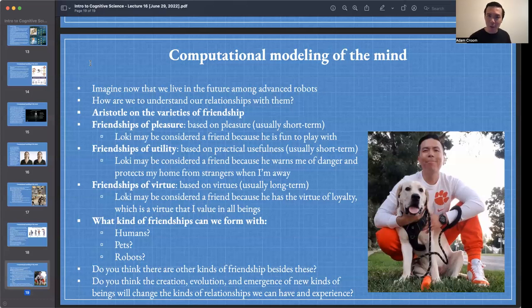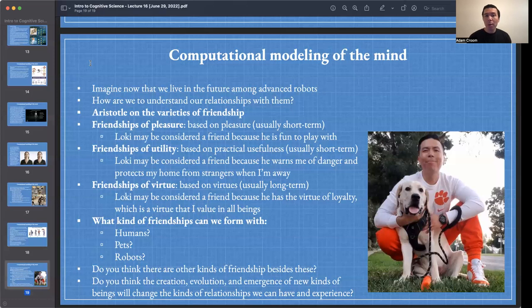I'm a big fan of Aristotle's work. I think he's an incredibly influential figure, not only in philosophy, but even in cognitive science. Okay, so we'll take a look at his view of the varieties of friendship in this last slide. So for Aristotle, there are at least three distinct types of friendship: friendships of pleasure, friendships of utility, and friendships of virtue.